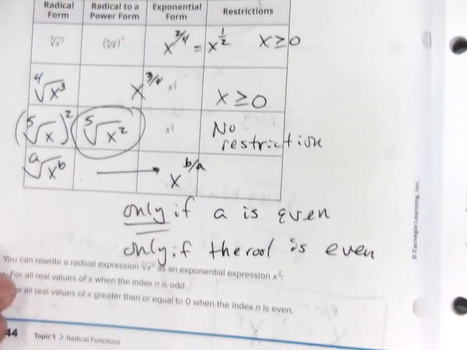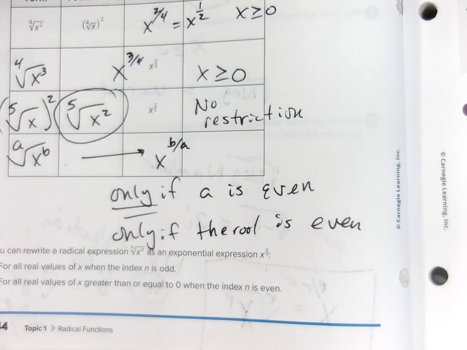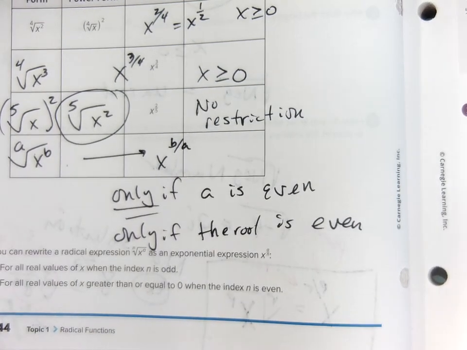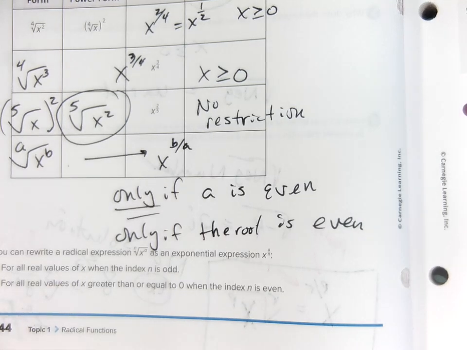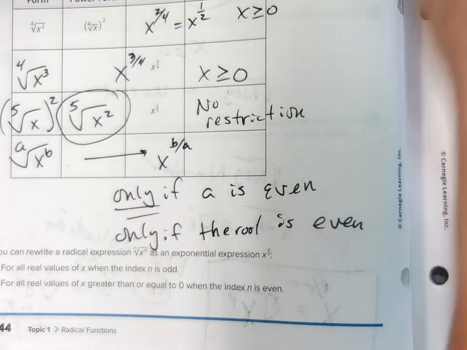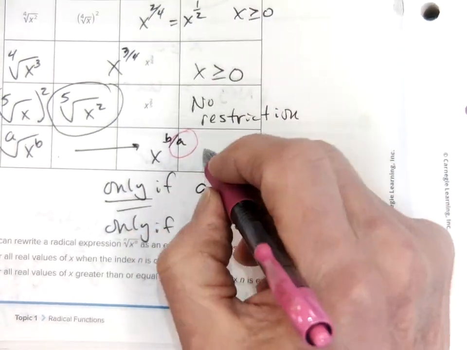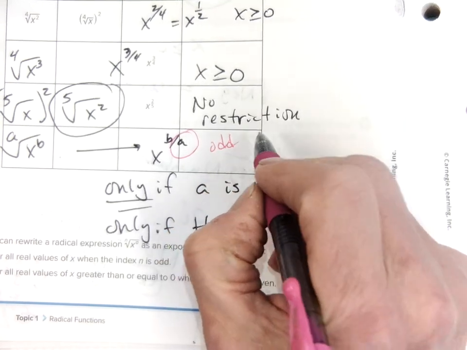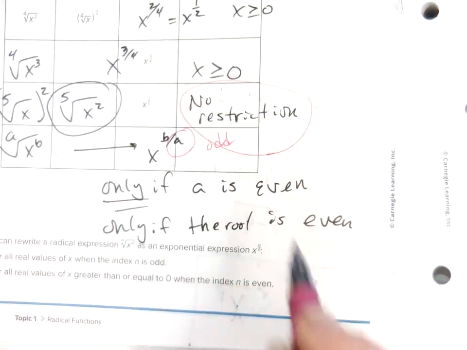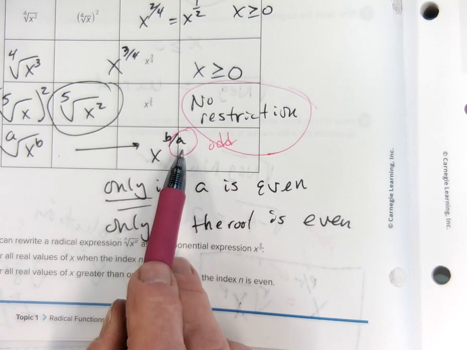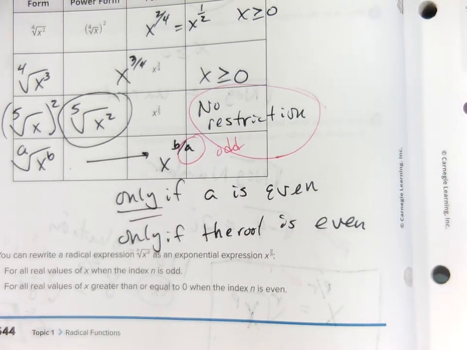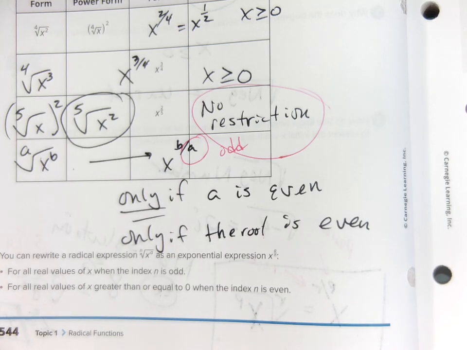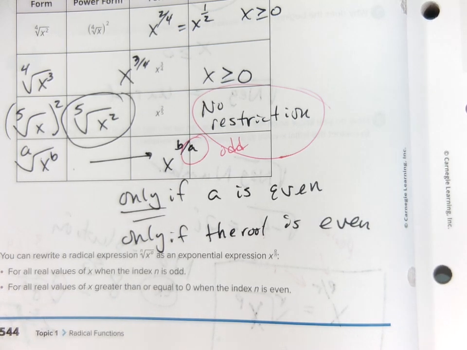Now they do something really weird on the next page, and I'm not going to do this. I'm not going to use the absolute values, but they do, and I'll tell you why. So we know that if the root is odd, there's no restriction. But if this is even, you have to keep it positive, okay? Am I going too fast? No. I need to. Okay.